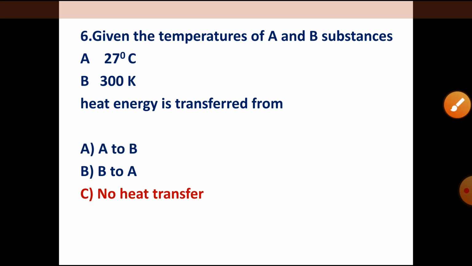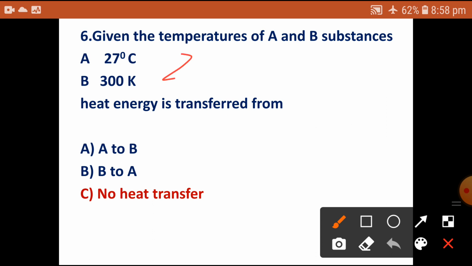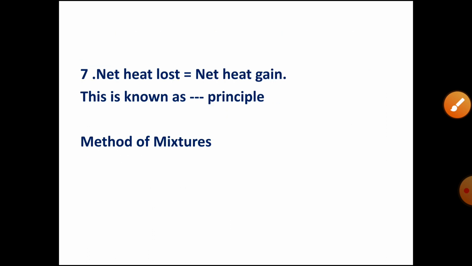Here you can see, given the temperatures of A and B, A is at 27 degrees centigrade, B is at 300 Kelvin. Heat energy is transferred from? Again we have to convert A and B into the same scale. So I am converting A into the Kelvin scale, that is 27 degrees plus 273 gives 300 Kelvin. So this is 300 Kelvin and this is also 300 Kelvin. So both are at the same temperature. Same temperature means they are in thermal equilibrium, so no heat transfer will take place. You have to write like that.